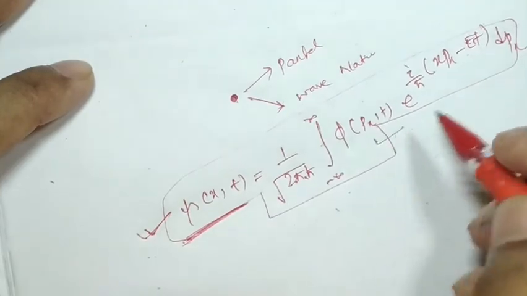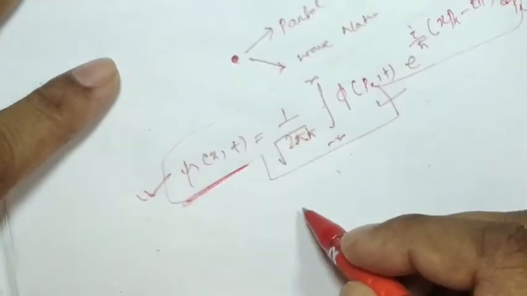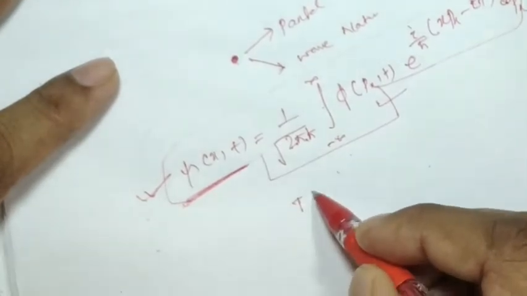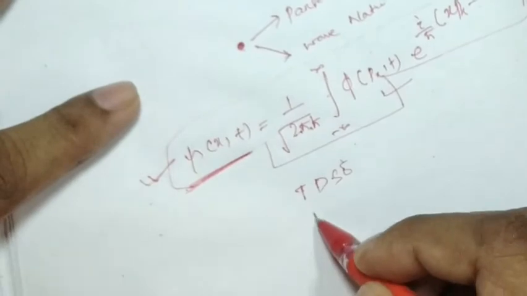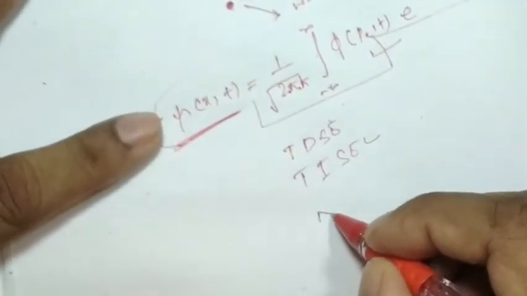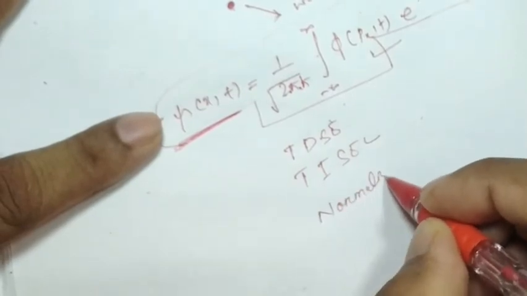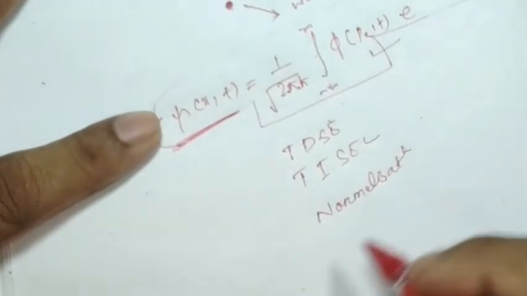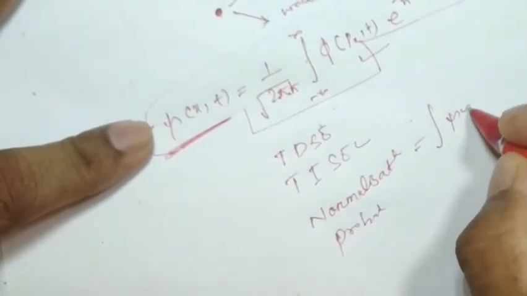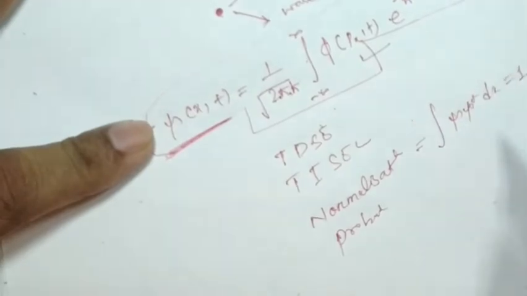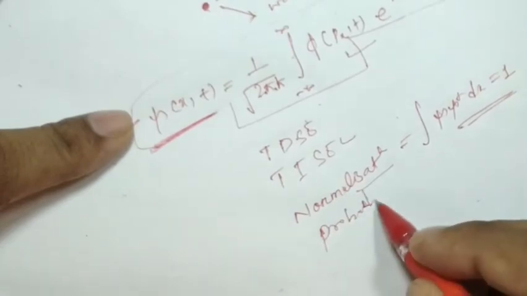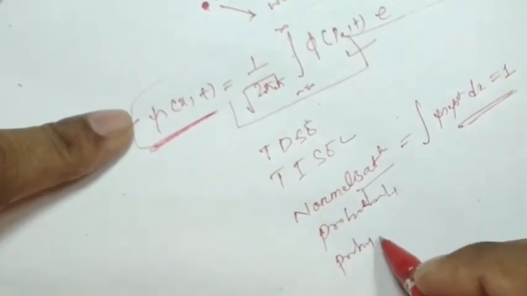By using this, we have found the time dependent Schrodinger equation and the time independent Schrodinger equation, and we have discussed normalization and probability density. The normalization condition is that the integral of psi star psi dx should be 1.